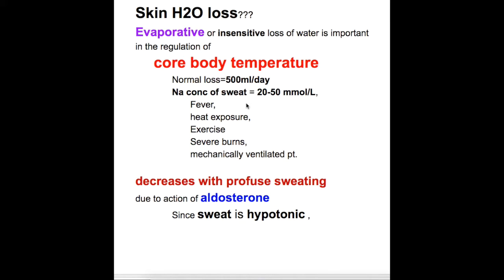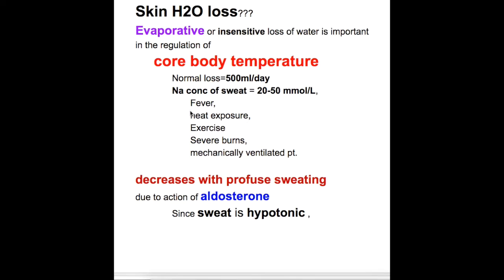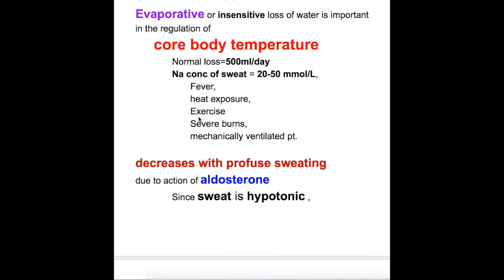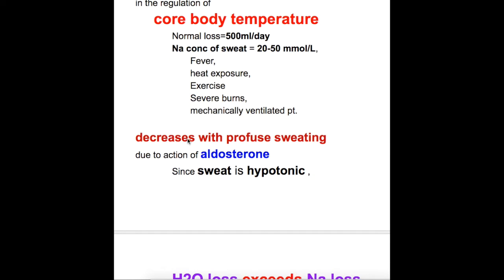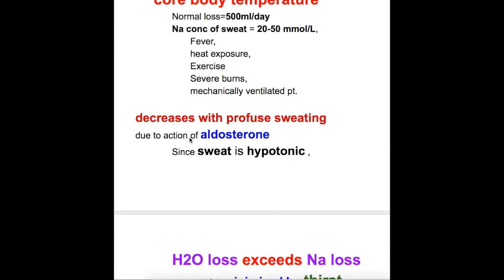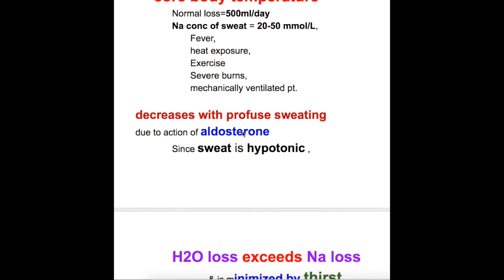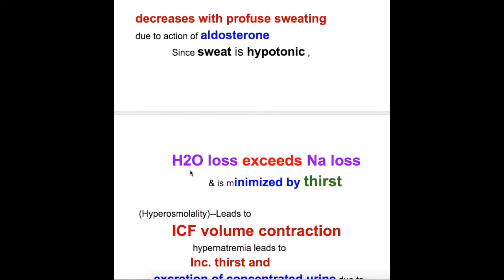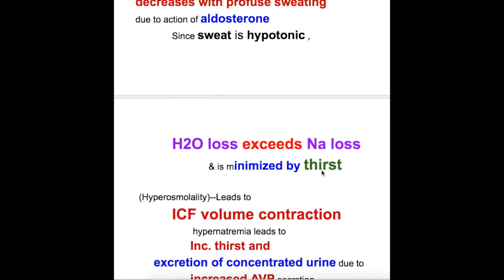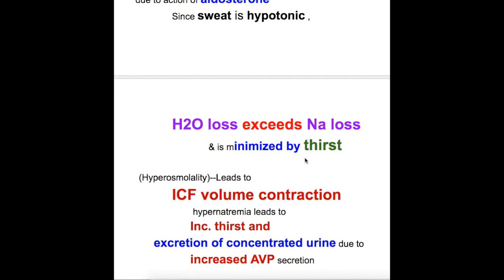So what are the causes of fluid loss from the body? Fever, heat exposure, exercise, severe burns, and mechanically ventilated patients. The sodium concentration of the sweat decreases with profuse sweating due to the action of aldosterone. So the sweat becomes hypotonic. Since sweat is hypotonic, the water loss exceeds the sodium loss and is minimized by thirst.